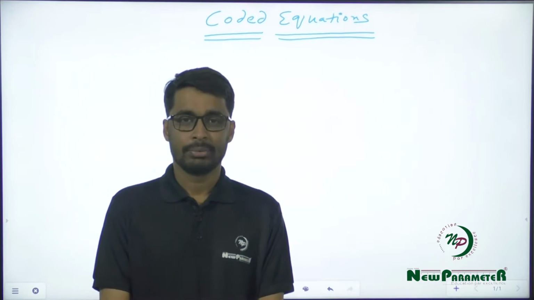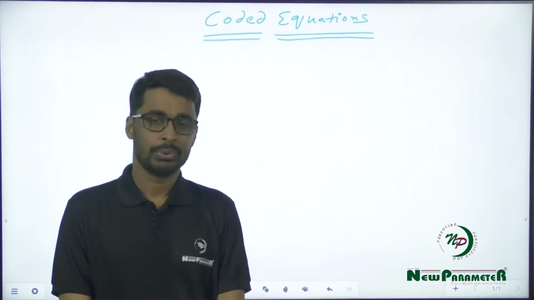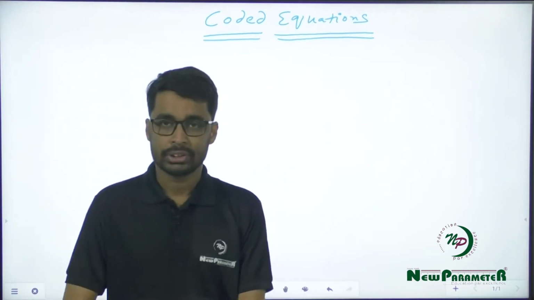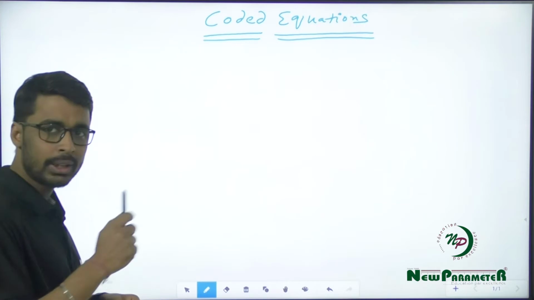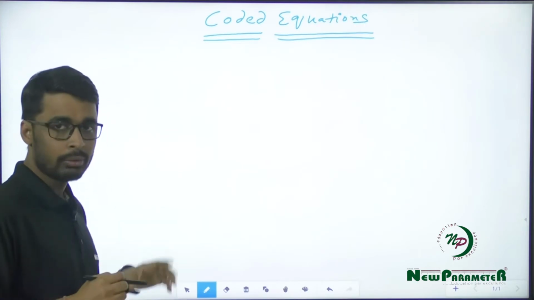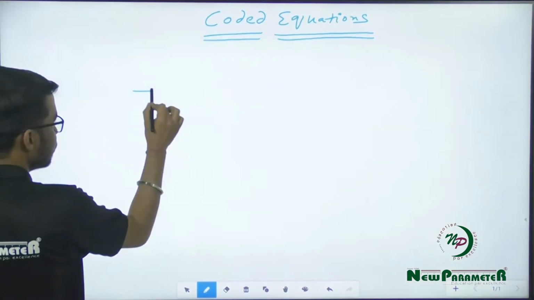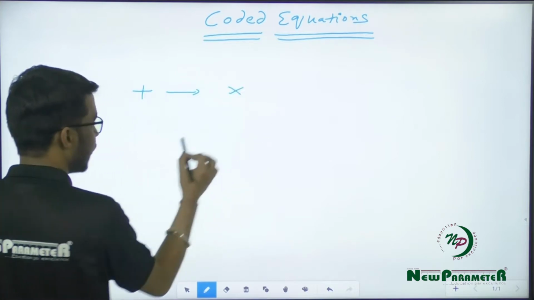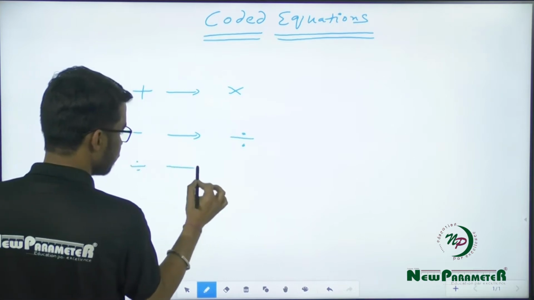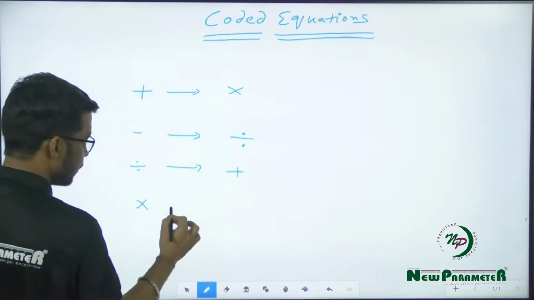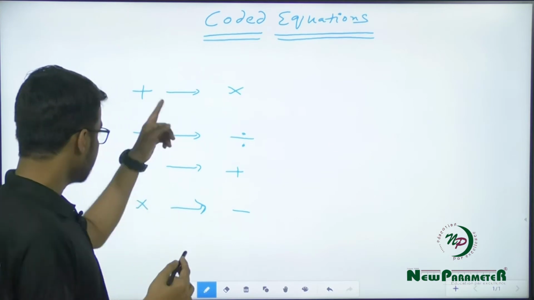Today in this session we will be discussing the topic coded equations. Now this topic is very much confusing and is asked in your examinations every time. In this topic, you will every time be given an equation to solve, and there will be certain logics twisted in a twisted form. Like the examination would tell you, if plus means multiply, minus means divide, divide means plus, and multiply means minus, then you have to solve a particular equation given to you based on these logics.